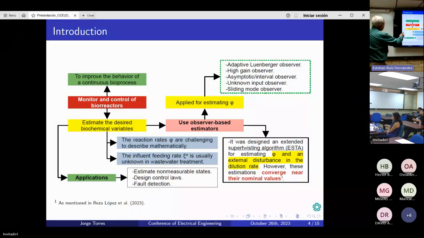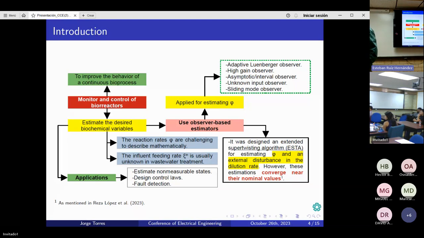So our goal is to deal with monitoring and control of bioprocesses. This will help us improve the behavior and the properties of the bioprocess. For this, we would like to estimate some key variables in the bioreactor. What are the key variables we are trying to determine by the super twisting algorithm? They are the reaction rates.